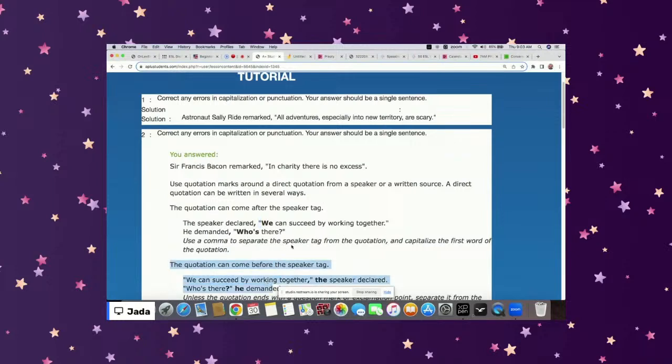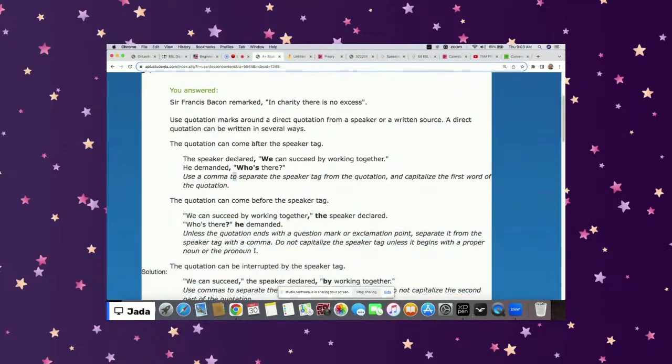Then use a comma to separate the speaker tag from the quotation and capitalize the first word of the quotation. So you always have to use a comma after the speaker tag. So you use a comma to differentiate them, and then you put the first letter in capital letters. So just like the "We" here and "Who," you have to put the W in capital letters to differentiate that, okay, this is the beginning of the quotation.